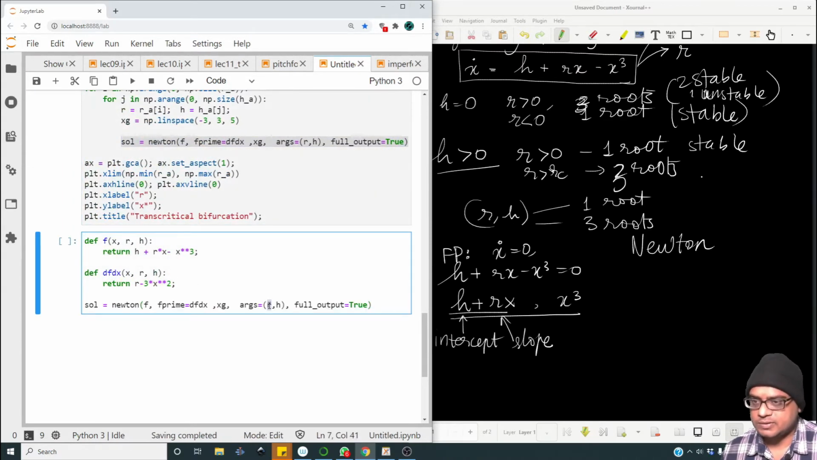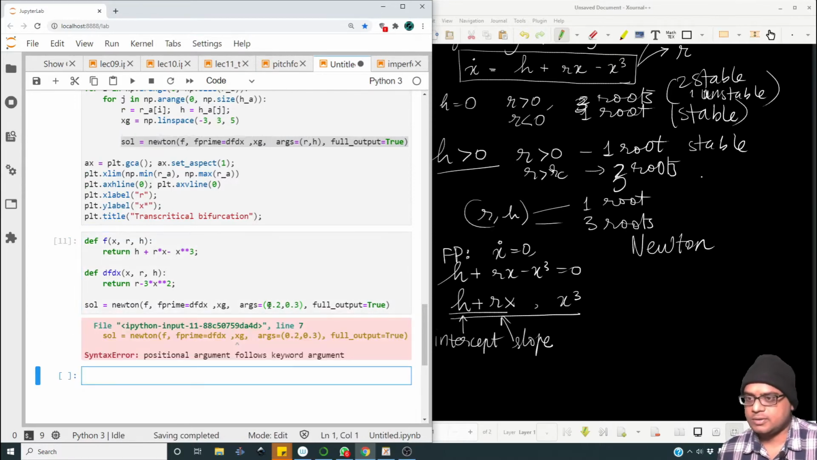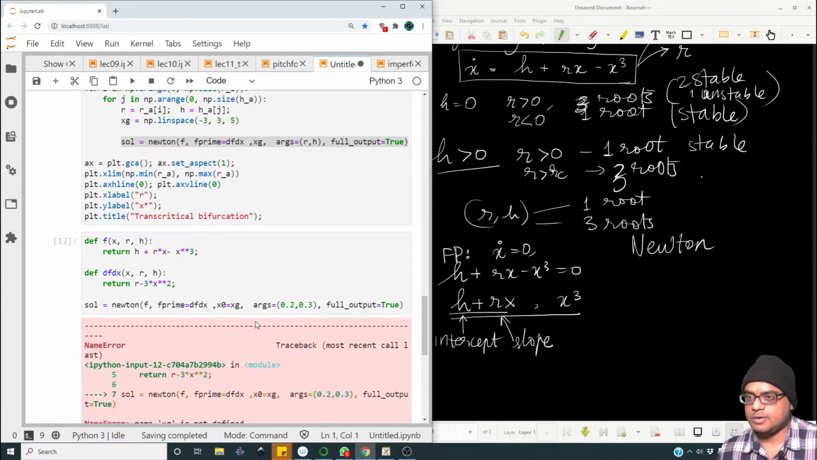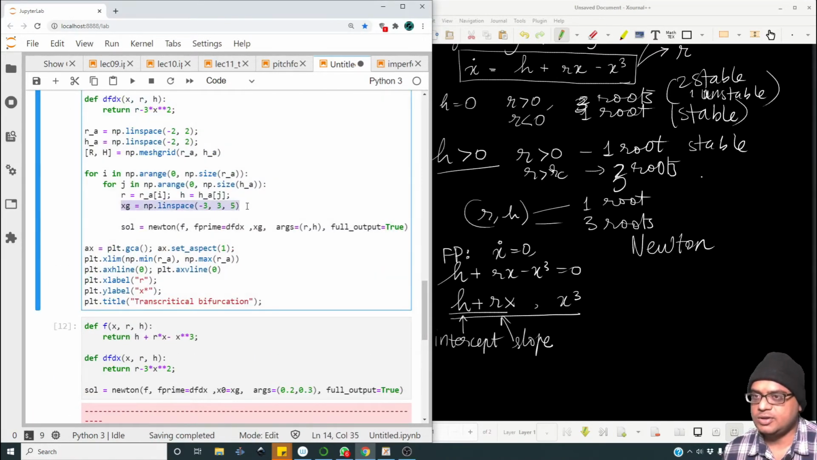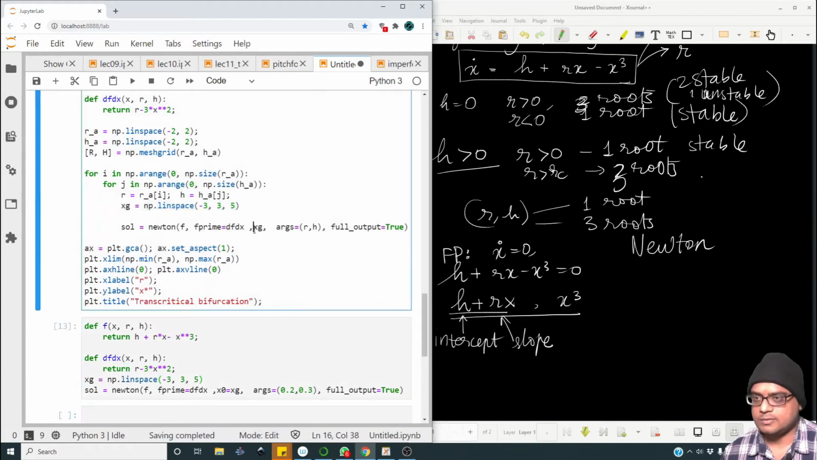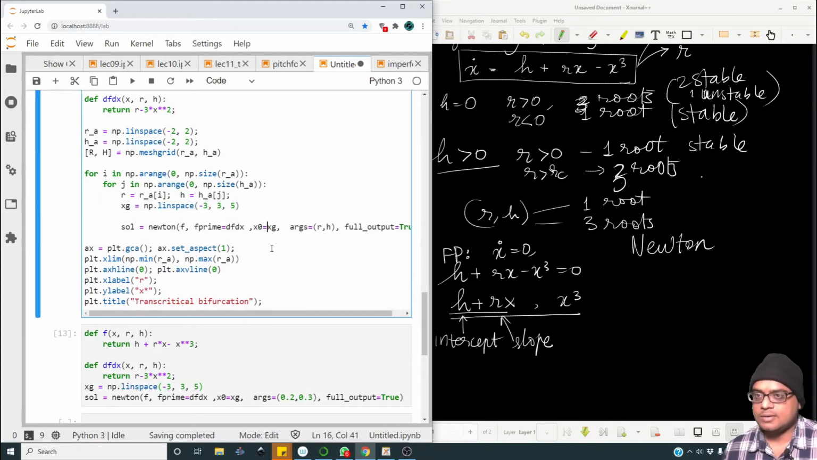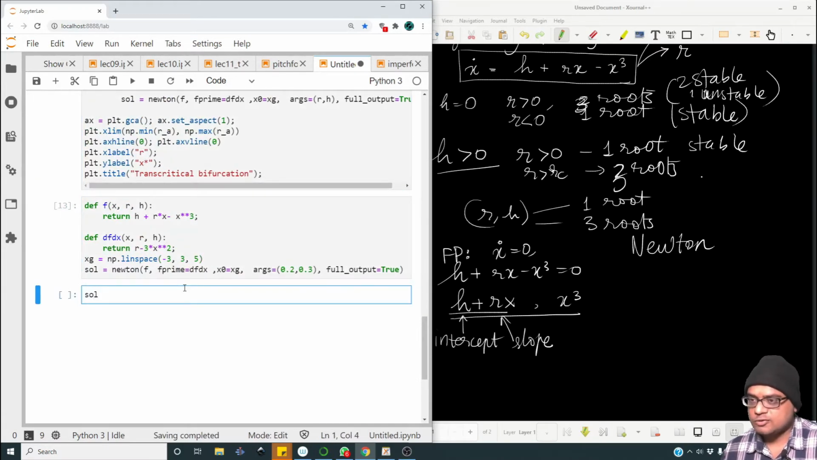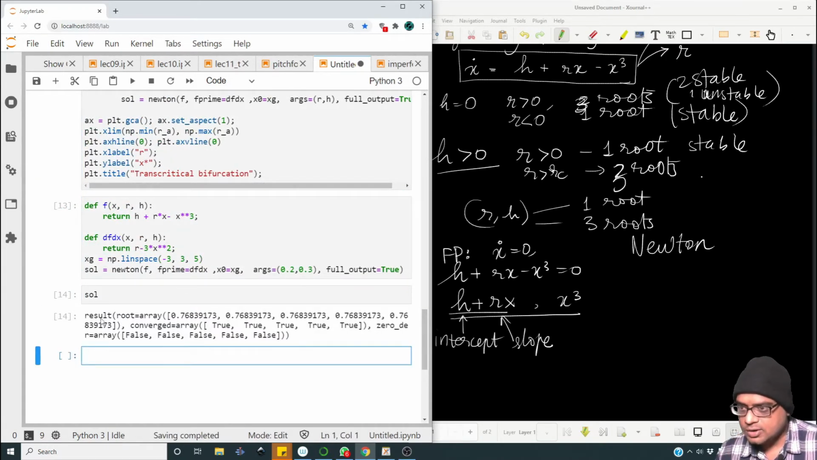Let me pass r equal to 0.2 and h equal to 0.3. It is positional, so this has to be x0 equal to. We have not defined xg, so let me fix this as well. All right, so this has run. Let us probe what sol is.